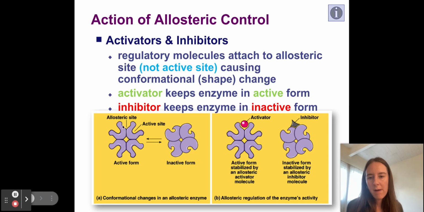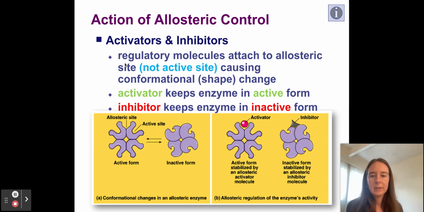So if you look here, if this is the shape of our enzyme, this is the active site. So this is where the substrate can bind, and here's the allosteric site. If an activator binds to the allosteric site, then it's in its active form. But if the activator is released, then it can get into its inactive form.